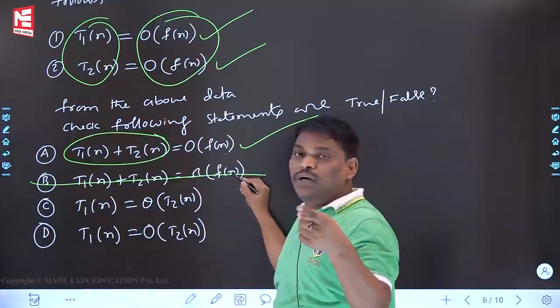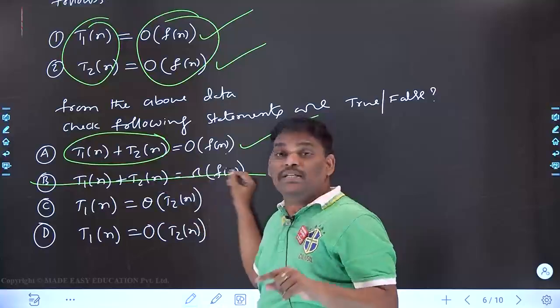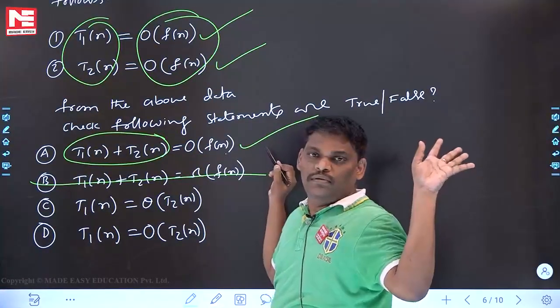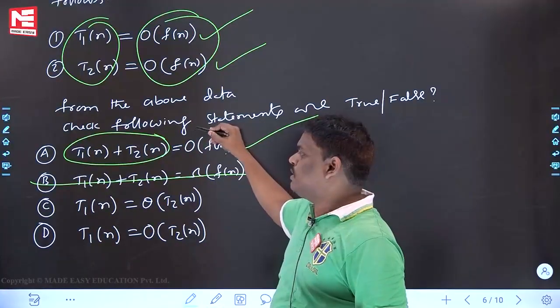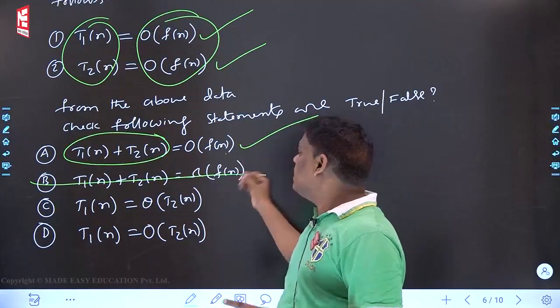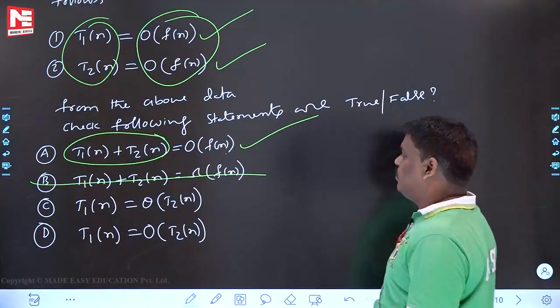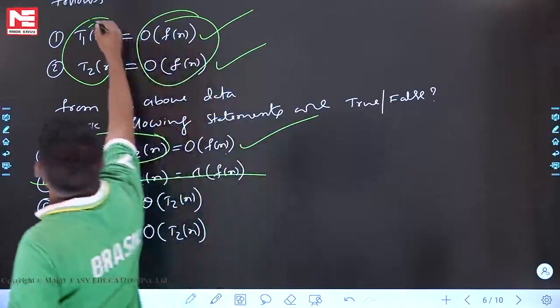One case fail only. If anyone says that this may pass sometimes, sometimes pass is not pass. Every time pass. Option A every time pass. Option B may fail sometimes. Please be careful. If you want, you can check this one.